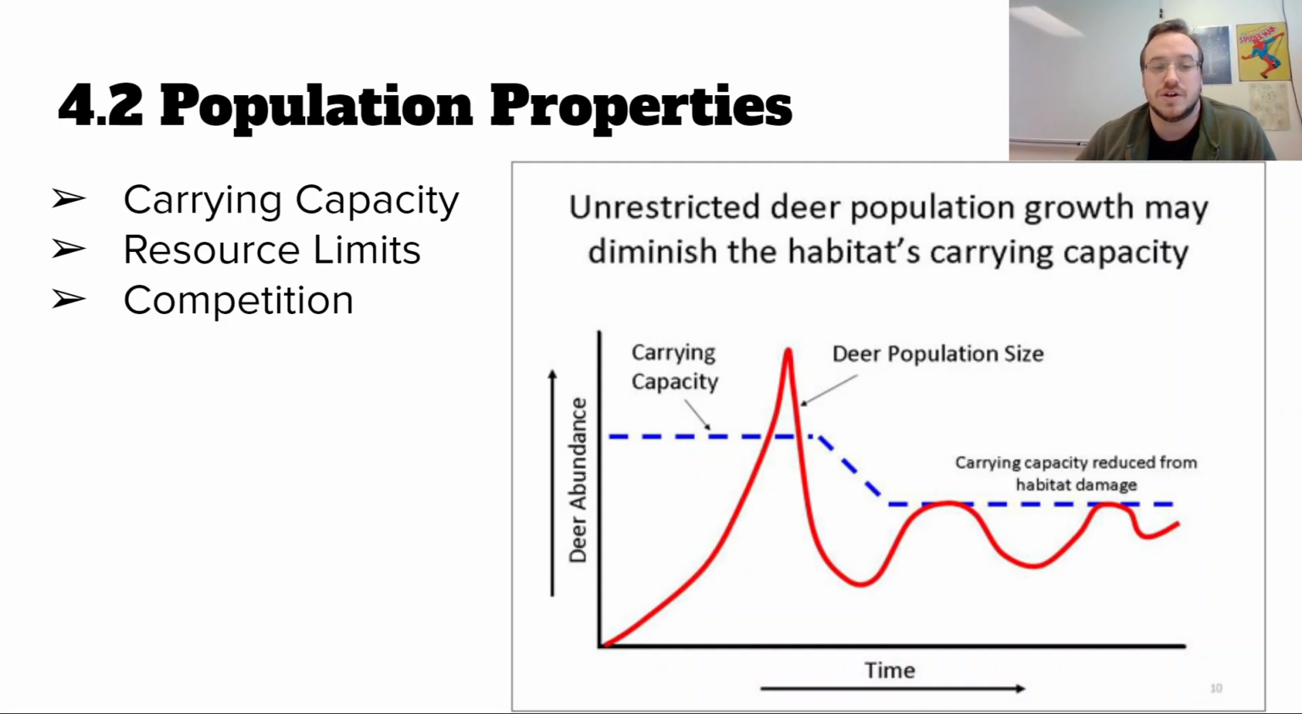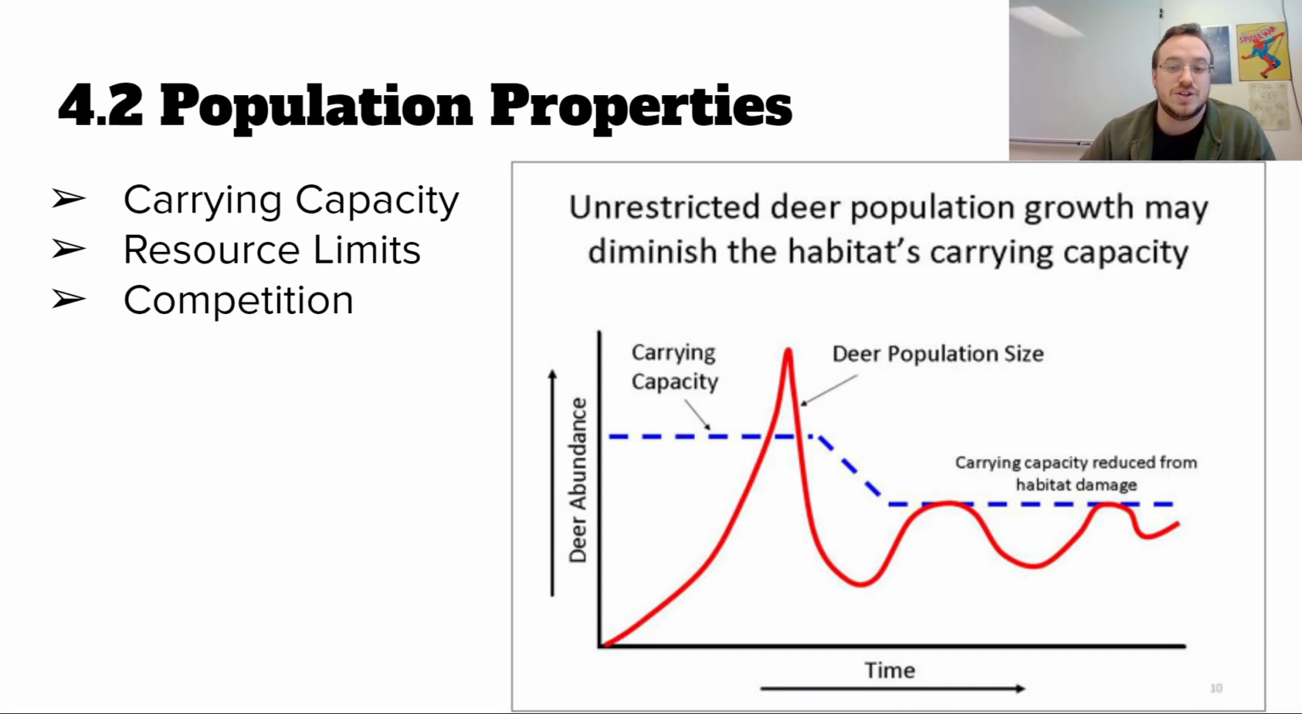We also have something called competition, and we're going to get more into competition in the next section, so I'm not going to go very much in depth here, but it's when one individual or population uses the same actual resource as another one, so they kind of butt heads and will fight over it. Maybe not actually fighting, they may just suffer the consequences of there not being enough.